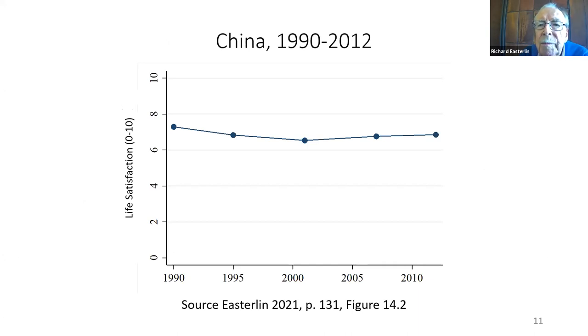So here's the picture for China for 1990 to 2012, with income quadrupling. You can see happiness actually falls for about 10 to 12 years and then picks up slightly, but no improvement over the entire period in which income doubled and then doubled again. Next slide.